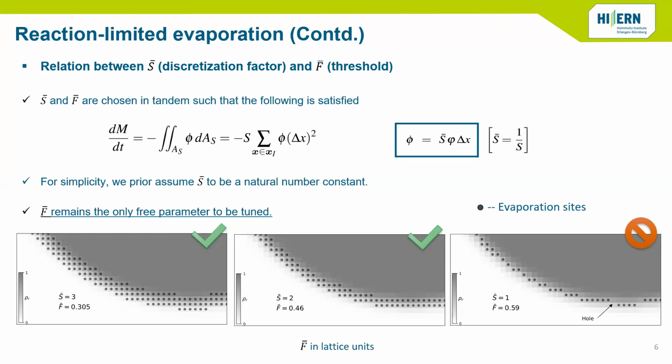The effect of S I can show you here. As I say, I assume it to be a natural number constant. So this is for 3, 2, and 1. You can see when S is 3, it can roughly be interpreted as the number of layers of evaporation nodes that you have at the interface. I use 3 for my study, and I won't advise you go to 1. With 1, you can end up with problems, you can have holes, and you are not uniformly covering your entire interface. So 2 is also a valid approach, but 3 is what I use.